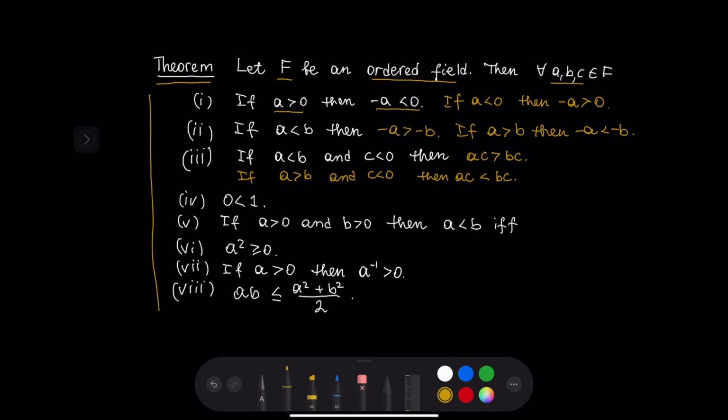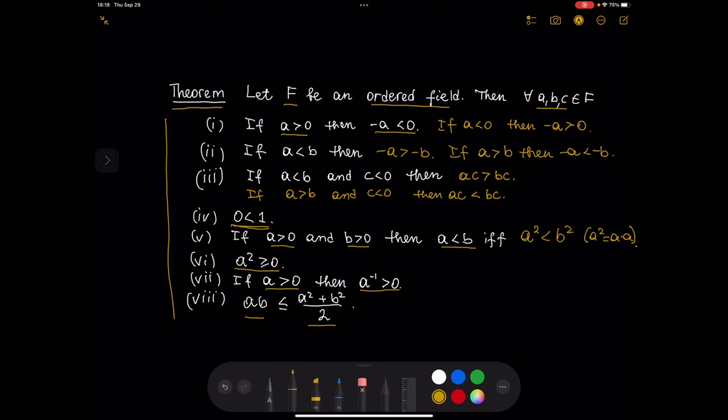The next property is that 0 is less than 1. Remember, 0 is the additive identity and 1 is the multiplicative identity, so it's important to establish how they are ordered. The next property is that if A is greater than 0 and B is greater than 0, then A is less than B if and only if A squared is less than B squared, where A squared is A times A. The next property is that A squared is greater than or equal to 0. The next property is that if A is greater than 0, then the multiplicative inverse of A is also greater than 0. And the last property is AB is less than or equal to (A squared plus B squared) over 2.